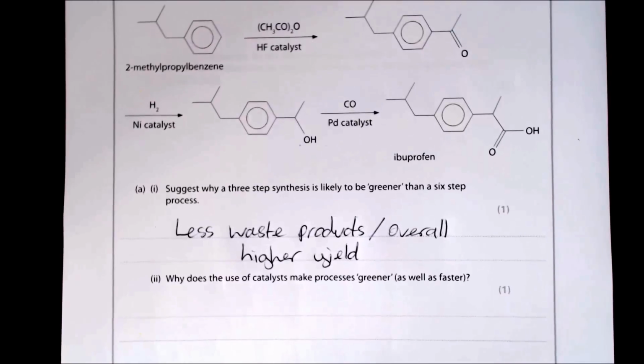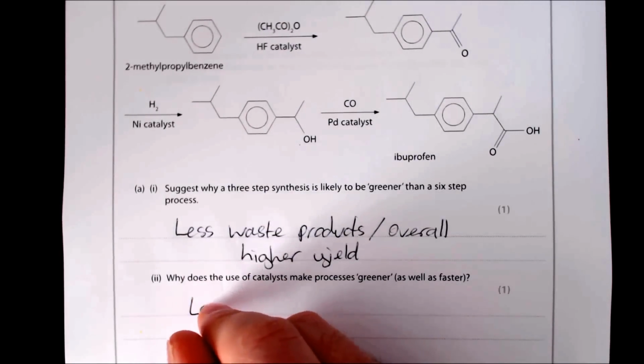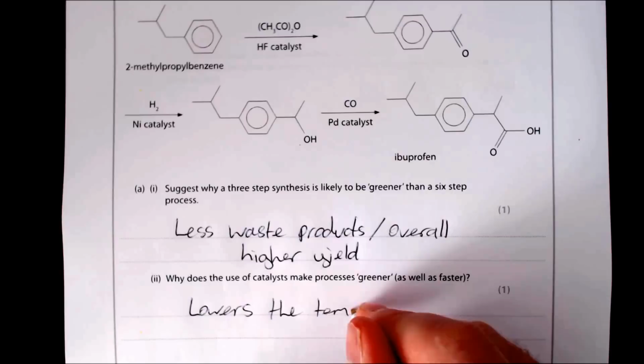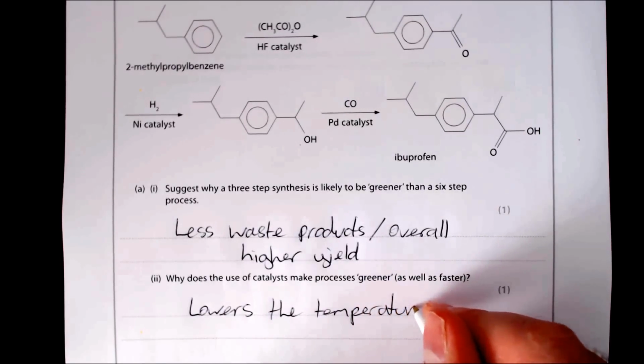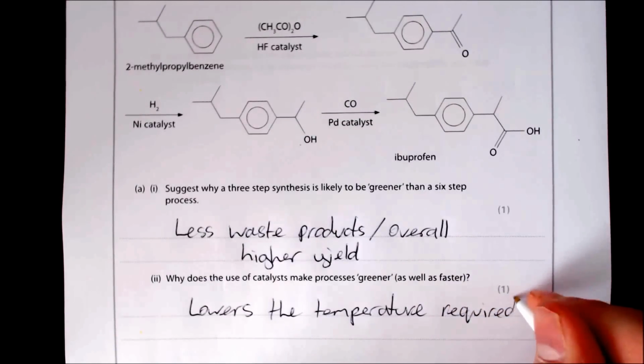Okay, so the next one. It says, why does the use of catalysts make processes greener as well as faster? The whole point of a catalyst is to provide an alternative pathway for the reaction to occur. But catalysts are also really useful in that they lower the temperature required. If you lower the temperature, you're not using as much fuel. So therefore, it's obviously a greener alternative to not having a catalyst in there. So let's put that in there: lowers the temperature required. All right. Okay, so we get 2 marks for that.